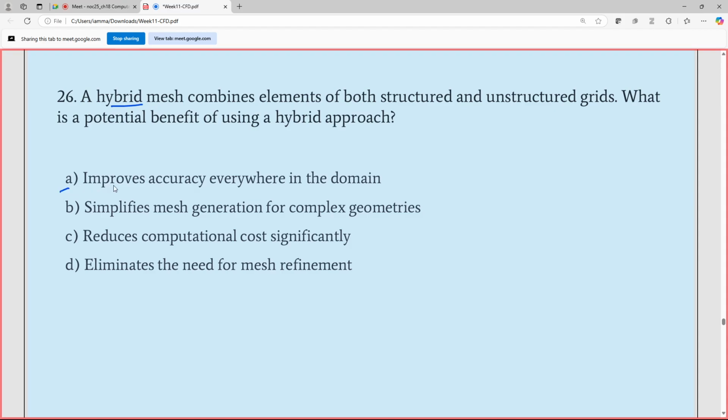Options are: option A, improves accuracy everywhere in the domain. Option B, simplifies mesh generation for complex geometries. Option C, reduces computational cost significantly. Option D, eliminates the need for mesh refinement. Try to answer the question.